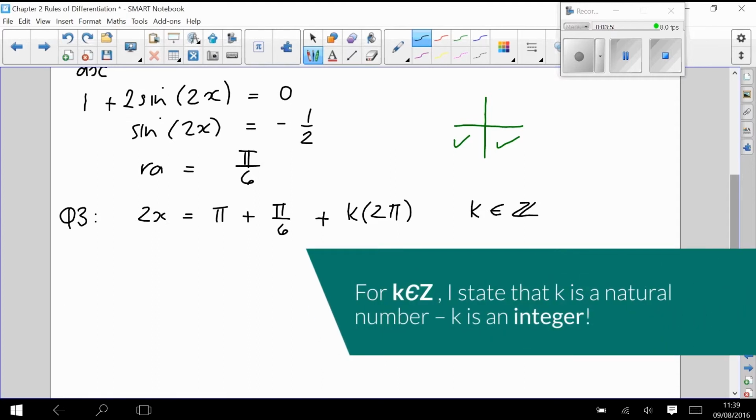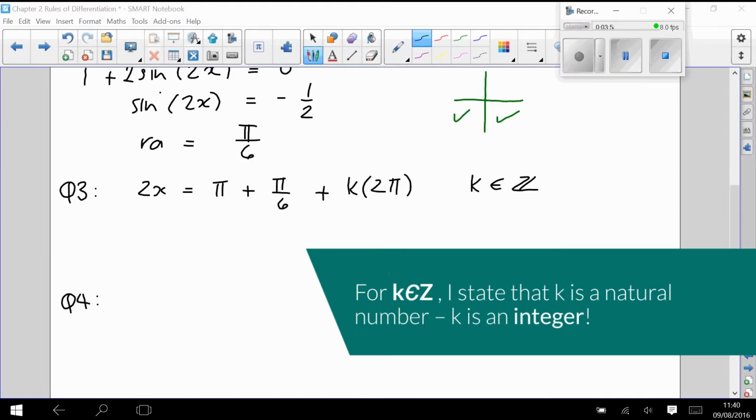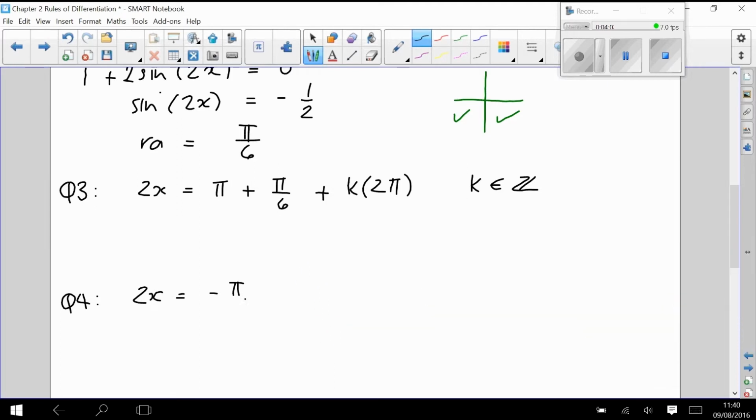In the fourth quadrant, my angle would have been minus the reference angle plus k 2 pi. Now all I need to do is simplify these two answers in the third quadrant and the fourth quadrant. These are my general solutions. And once I have my general solutions, I'm then going to test them to find exactly which values I could have for x in my given domain, which was from minus pi up until pi.